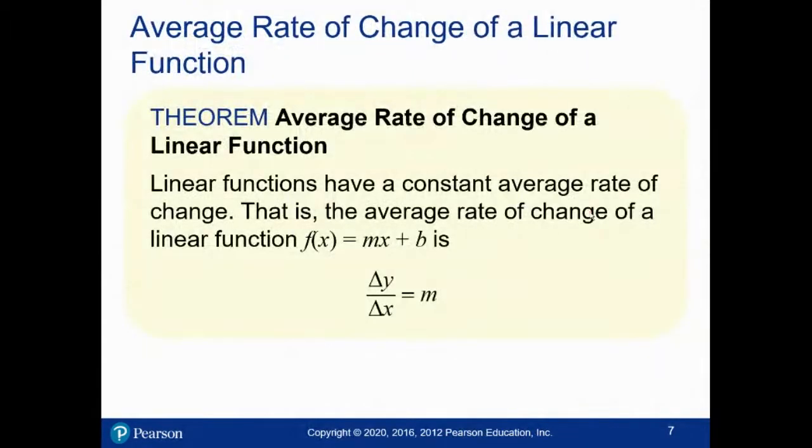The slope of a line, m, and remember, this is stuff we've discussed, m is rise over run, also called the average rate of change of the line.